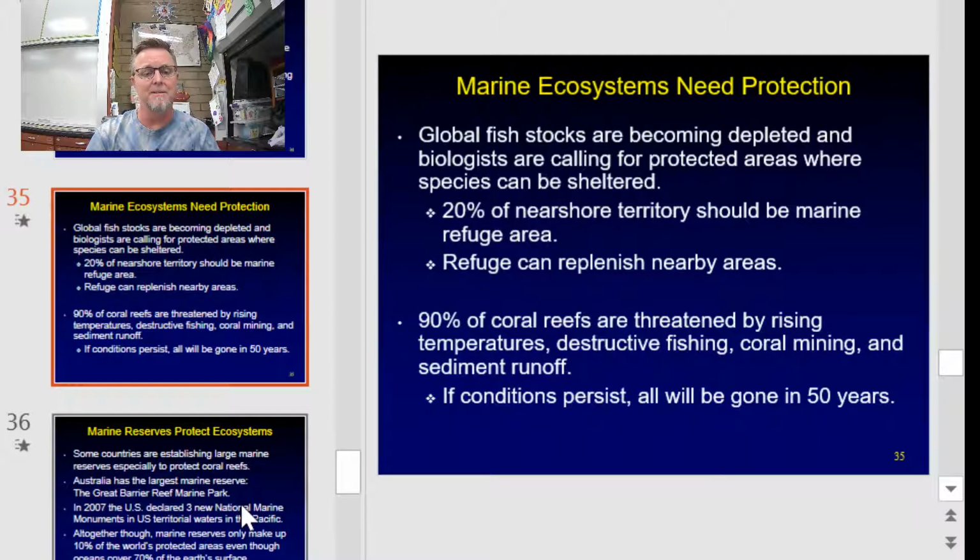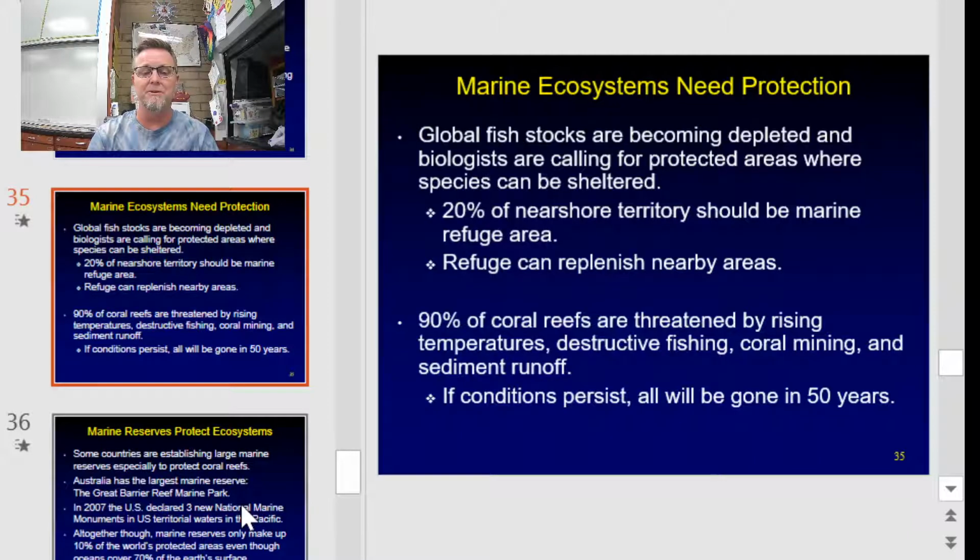Now, the last couple of slides here are all on marine ecosystems, which still need protection because realistically they're not being protected very well. So global fish stocks are becoming depleted, and biologists are calling for protection in these areas where species can be sheltered. 20% of nearshore territory should actually be marine refuge, but none of it is. The refuge could replenish nearby areas, but it's not, because it's still being used for commercial fishing and entertainment for people.